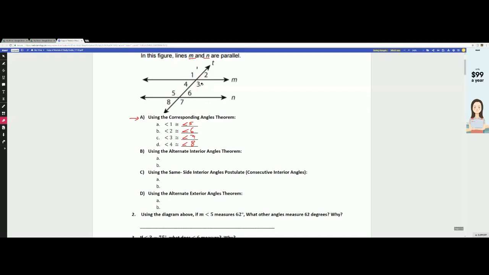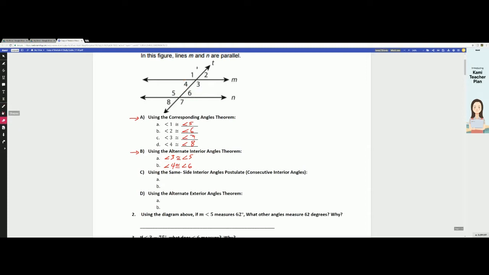Looking at part B, they're asking about alternate interior angles. Angle 3 is definitely going to be an alternate interior to angle 5, so angle 3 is congruent to angle 5. And we have angle 6 here, and it's congruent to angle 4. You could say it either way: angle 6 is congruent to angle 4, or angle 4 is congruent to angle 6. Either way works, but those are alternate interior angles.